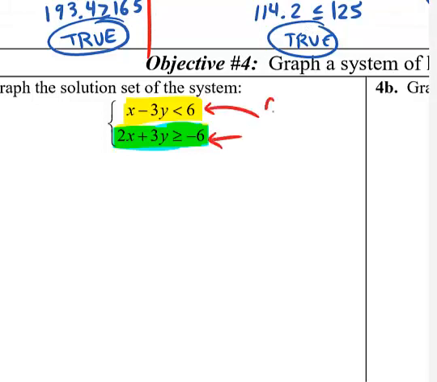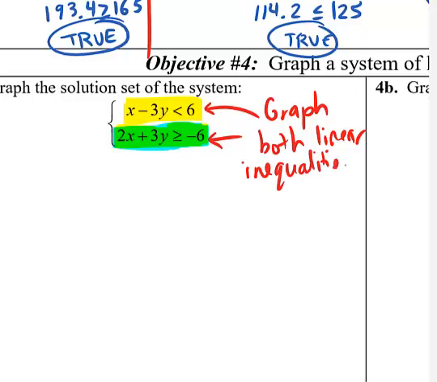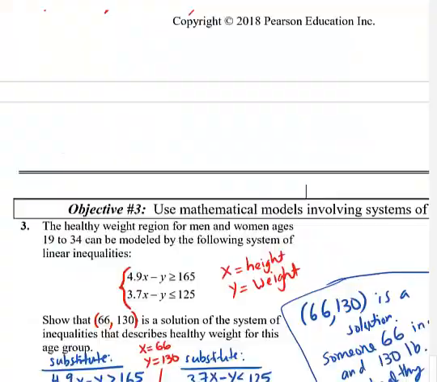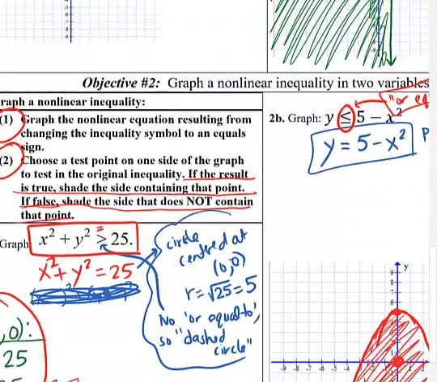Let's see, I'm going to write this down. Graph both linear inequalities. As in, was it objective 1 where we did that? I think it was. Is that what we started with here? Let me see. Yeah.